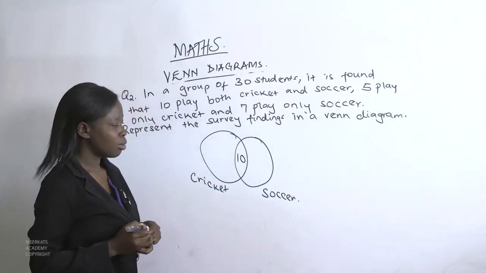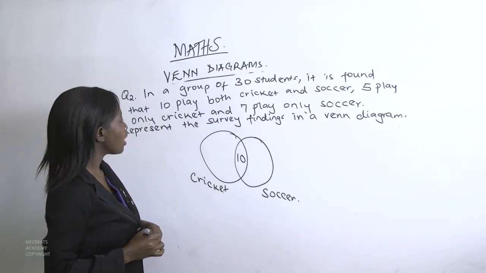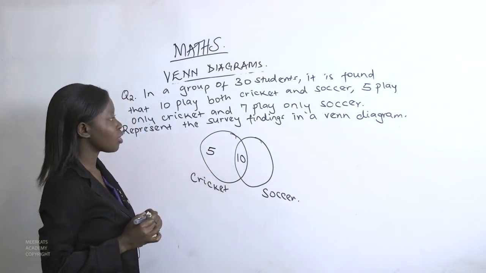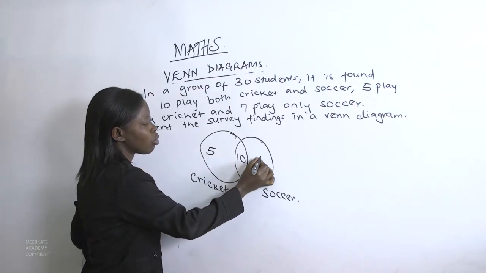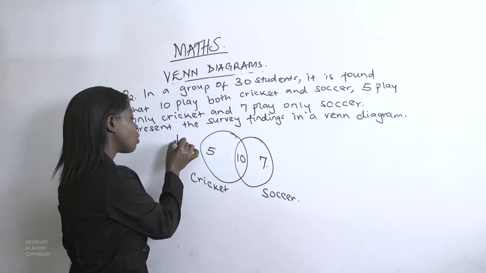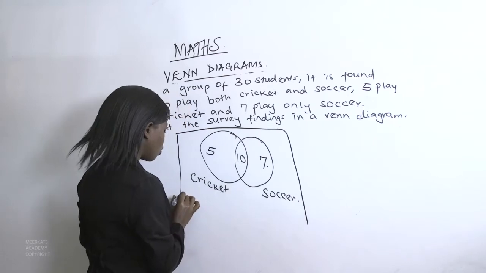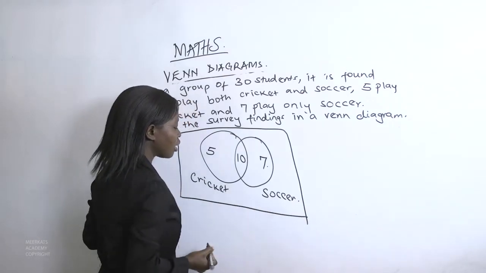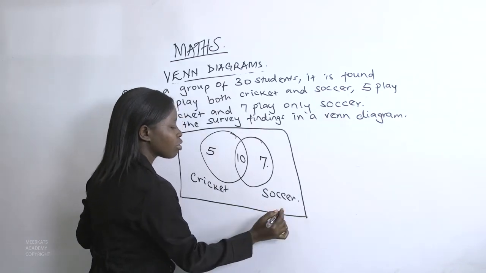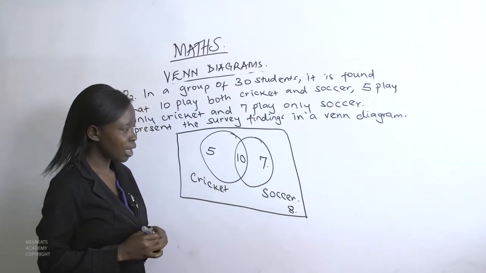So we have 10 participating in both cricket and soccer, then 5 playing cricket only. So we have 5 playing cricket. Then on the other side, 7 playing soccer only. Then from our first calculation, we noticed that we have those ones who do not participate in cricket or soccer. So those who do not participate in any of the games are 8. So we indicate our 8 at that point.